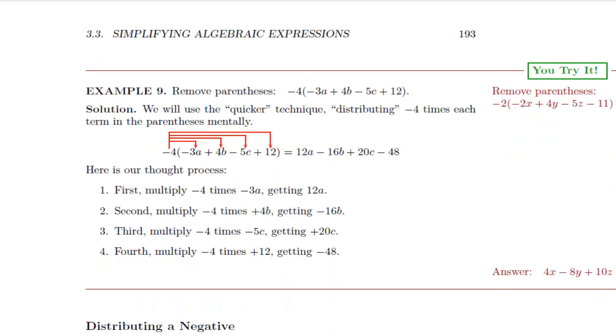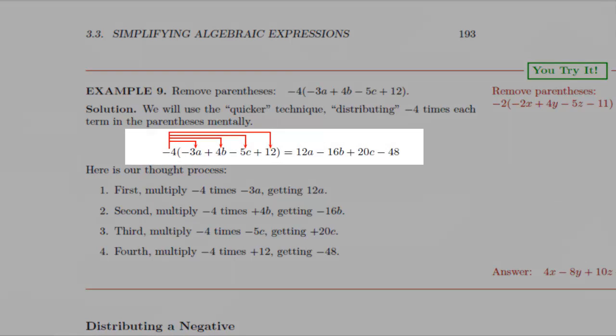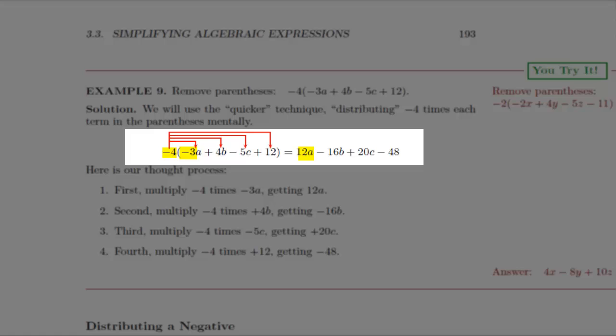Example 9. Remove the parentheses. Negative 4 times the expression negative 3a plus 4b minus 5c plus 12. Solution. We will use the quicker technique, distributing negative 4 times each term in the parentheses mentally. Here's our thought process. First, multiply negative 4 times negative 3a, getting 12a. Second, multiply negative 4 times positive 4b, getting negative 16b. Third, multiply negative 4 times negative 5c, getting positive 20c. Fourth, multiply negative 4 times positive 12, getting negative 48.